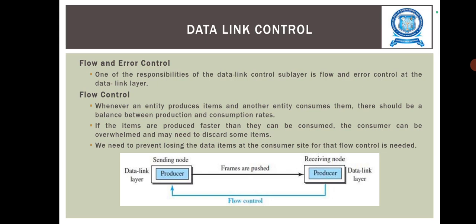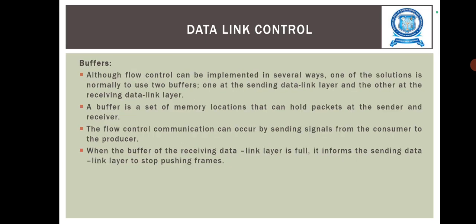Flow control at the data link layer means the sending node tries to push frames toward the data link layer at the receiving node. If the receiving node cannot process and deliver the packet to its network at the same rate that the frames arrive, it becomes overwhelmed with frames. Next, we are going to see the buffers.